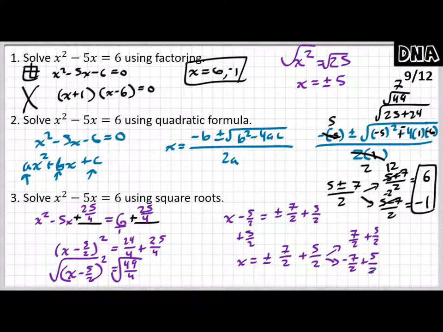Let's see what happens here. What is 7 plus 5? 12 divided by 2? 6. And then what is negative 7 plus 5? Negative 2. Negative 2 divided by 2? Negative 1. Oh, look, we got the same answers. I'm so surprised.